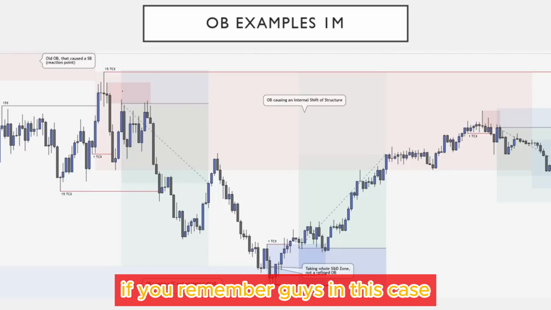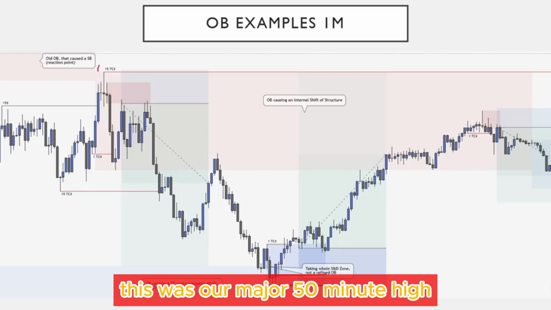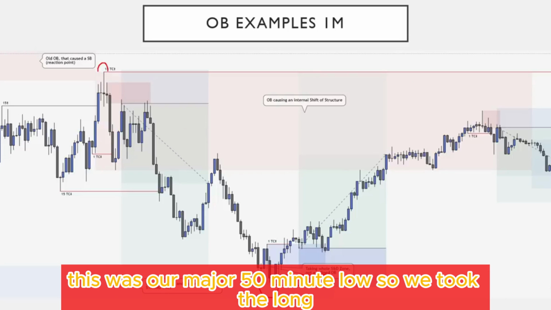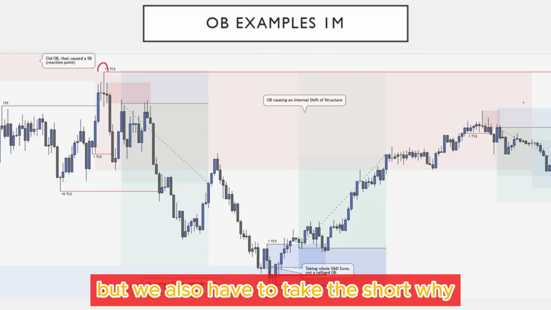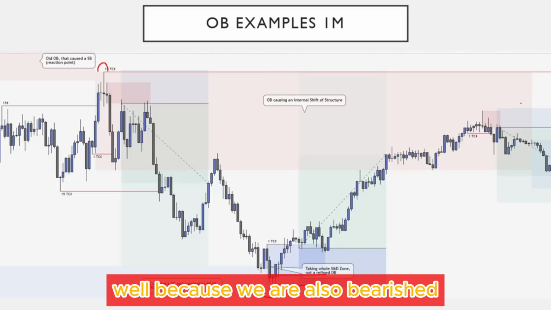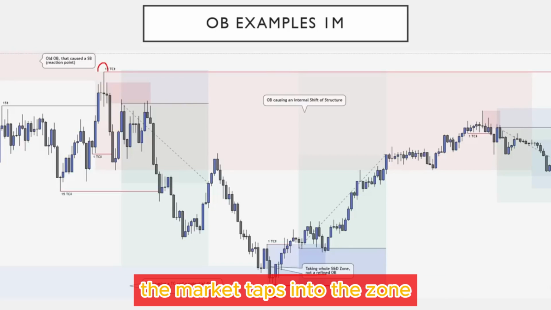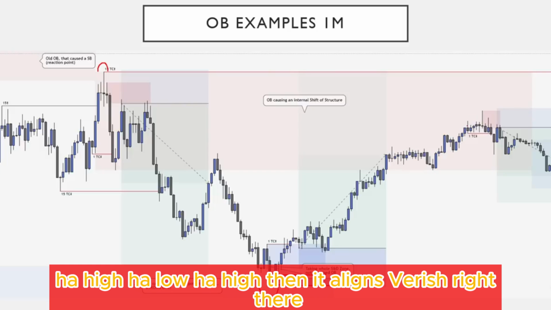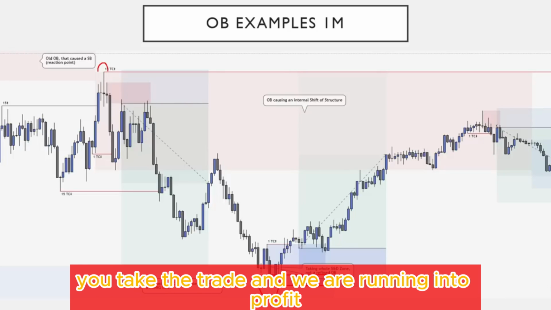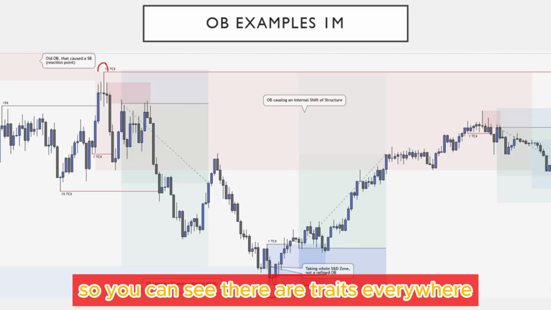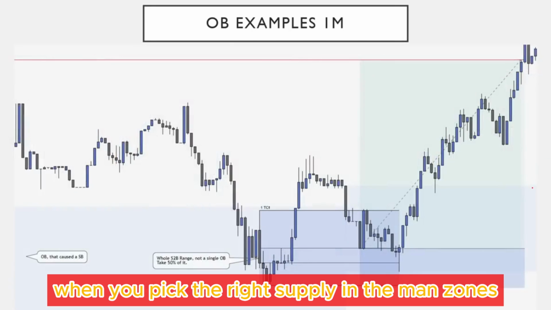But then again, if you remember, guys, in this case, this was our major 50-minute high. This was our major 50-minute low. So we took the long, but we also have to take the short. Why? Well, because we are also bearish. The market taps into the zone. Higher high, higher low, higher high, then it aligns bearish right there. You take the trade, and we were running into profit. So you can see there are trades everywhere when you pick the right supply and demand zones.